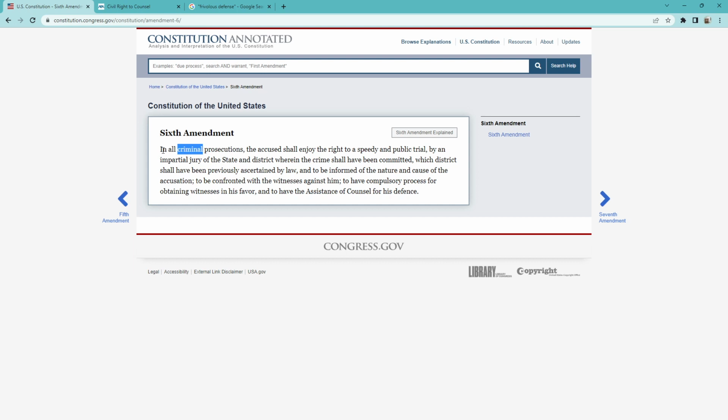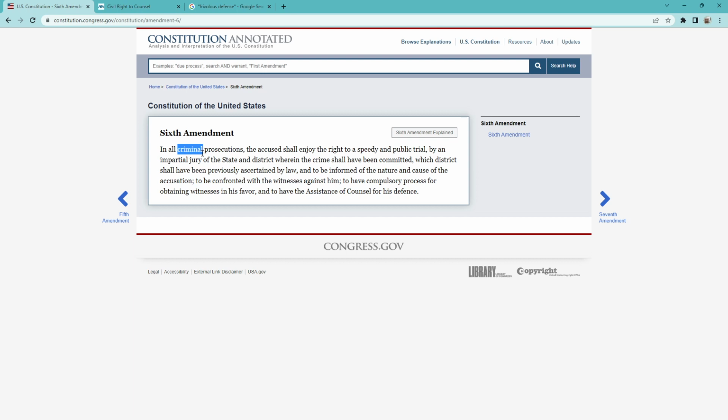But it says in all criminal prosecutions, the accused shall enjoy the right to a speedy and public trial by an impartial jury of the state and district wherein the crime shall have been committed, which district shall have been previously ascertained by law, and to be informed of the nature and cause of the accusation, to be confronted with the witnesses against him, to have compulsory process for obtaining witnesses in his favor, and to have the assistance of counsel for his defense. So you do have the right to an attorney, at least counsel of an attorney in criminal cases.